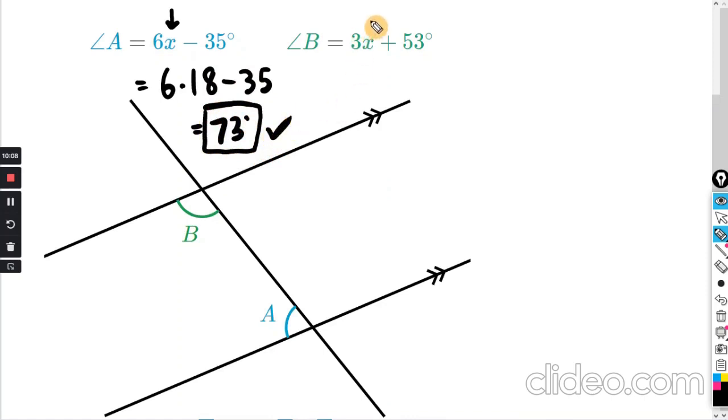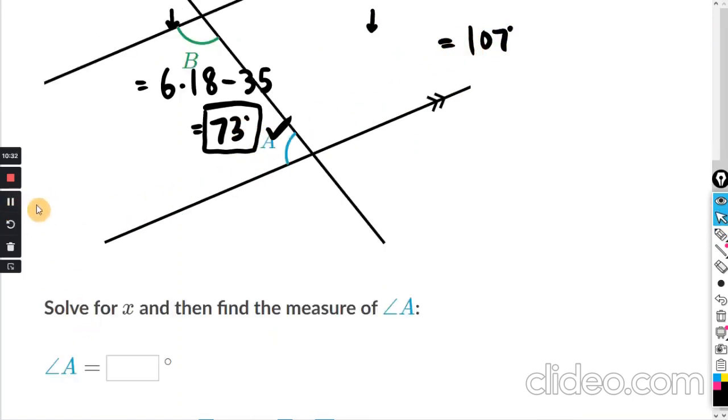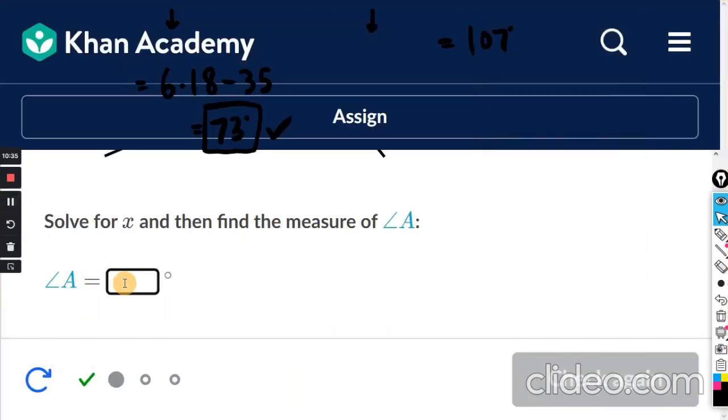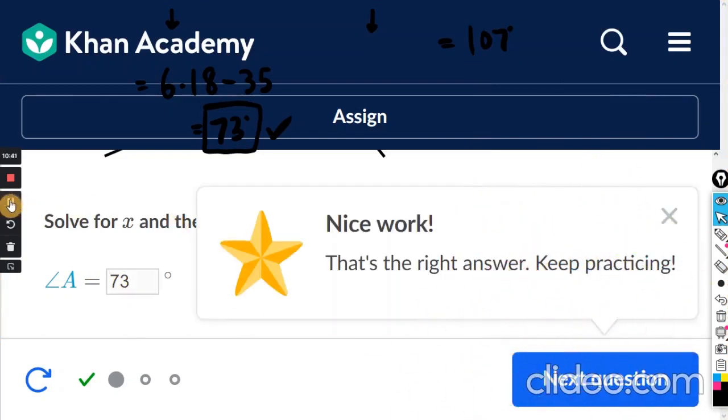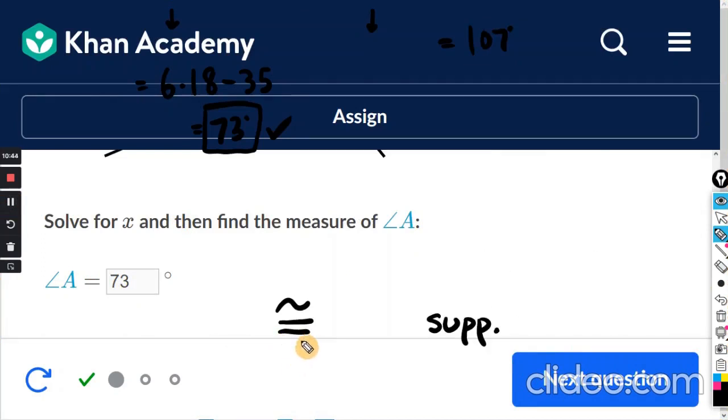If you want to double check, you don't have to, but you can plug in 18 in there as well. And if you did 3 times 18 plus 53, you would just get 107. And of course, 73 plus 107 equals 180. But this is your final answer right here. This is optional if you just want to check. So you just click inside the box and type 73. So finally, just remember all the angle pairs that are mentioned, they're either going to be congruent or supplementary.